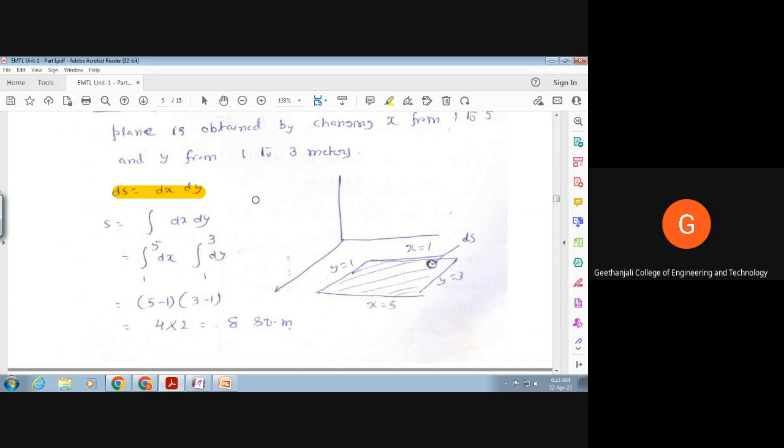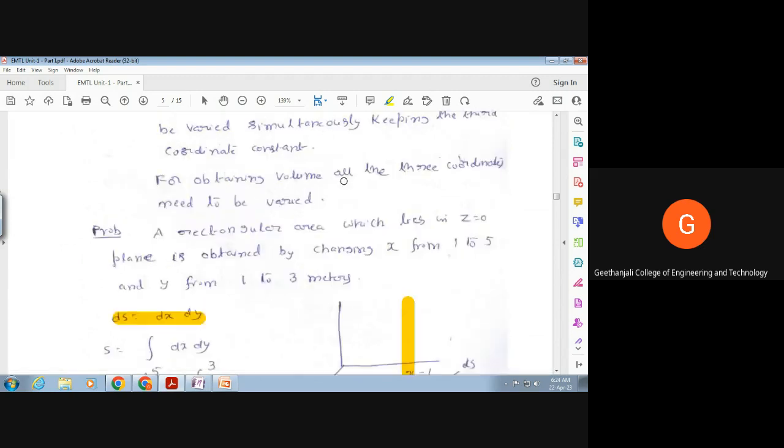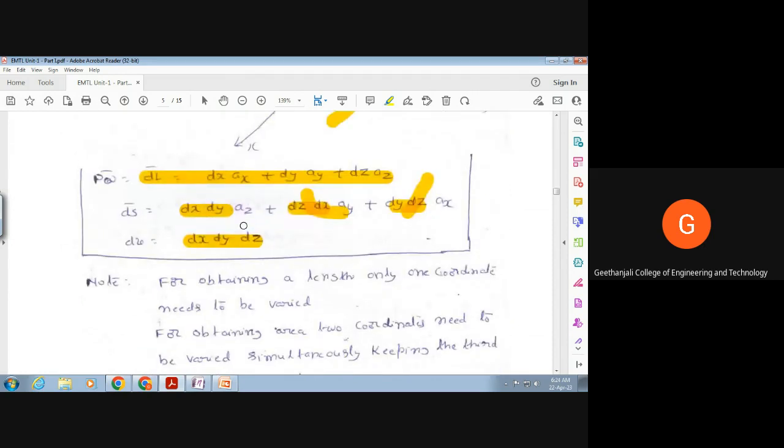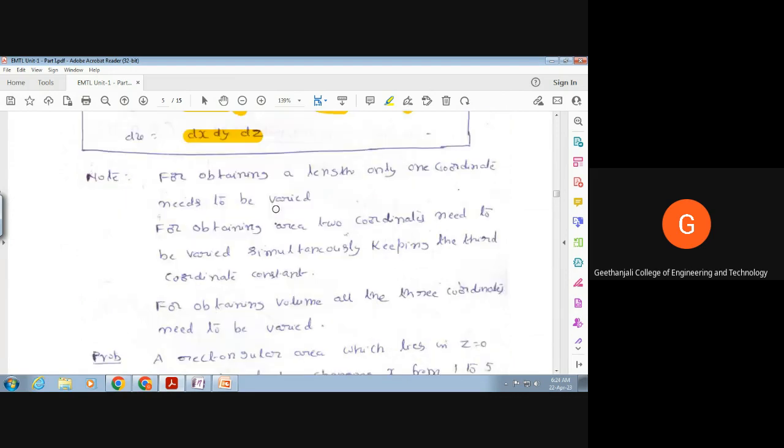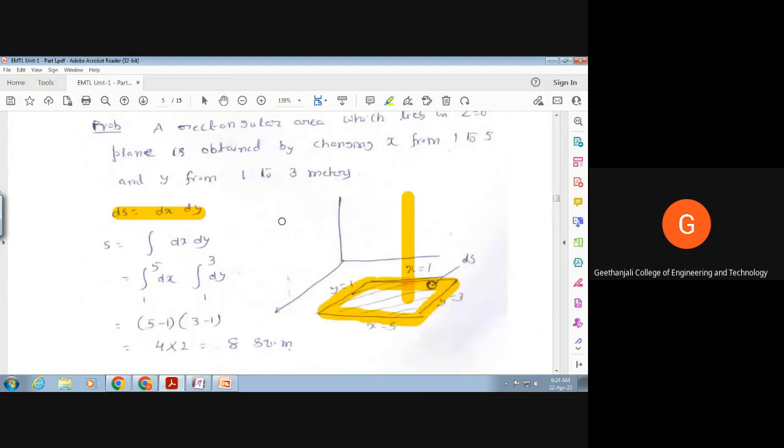There is another way also, looking at the direction. This is the area in question. Now, if I want to represent this area as a vector, what is the direction I need to assign? It is the outward normal. What is this direction? Z direction. So, out of these three terms, pick up the term which has a direction of az. That is dx dy az. This is another way of getting to the appropriate term. So ds is equal to dx into dy.